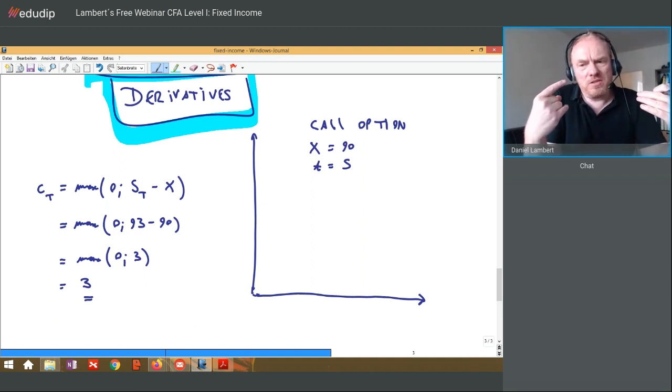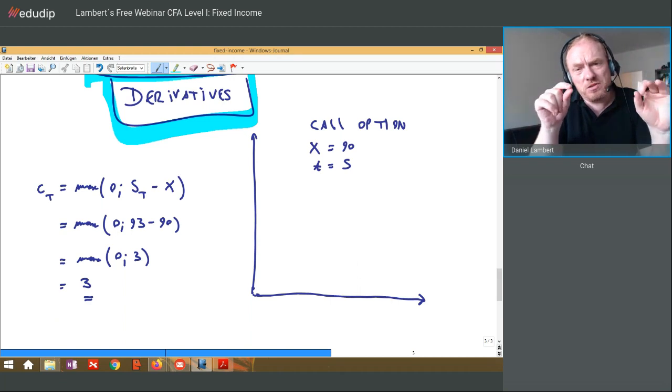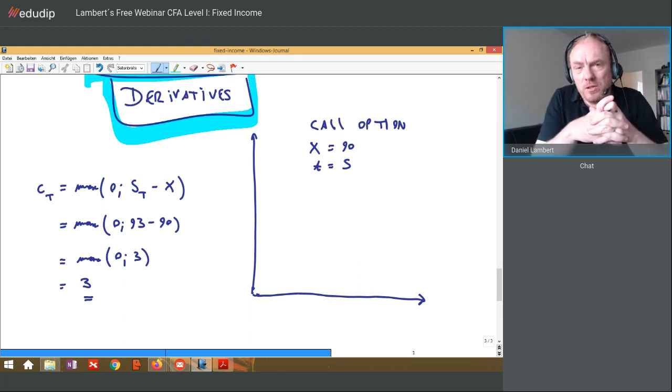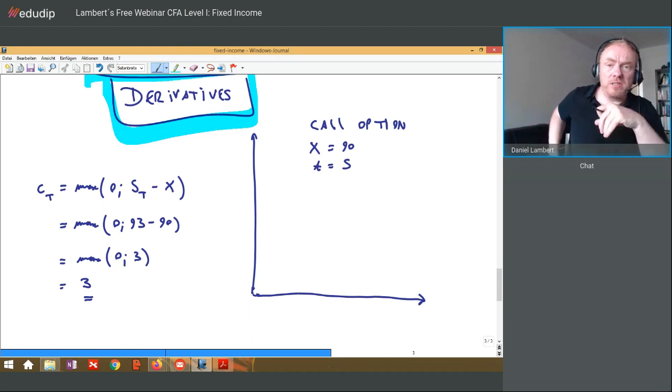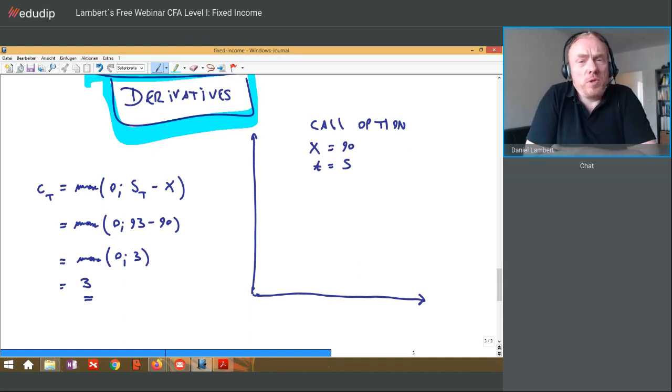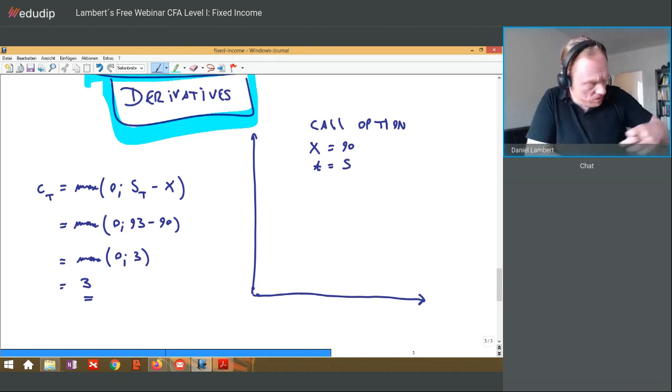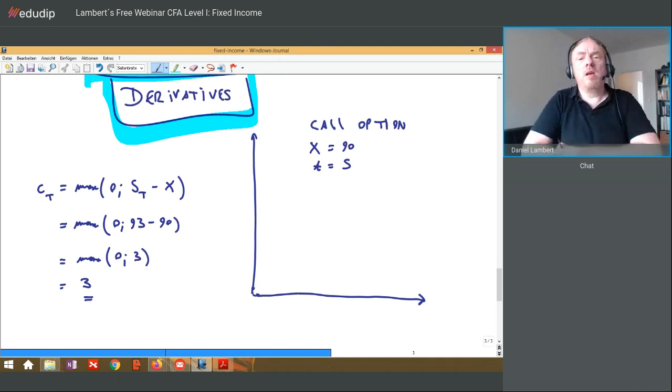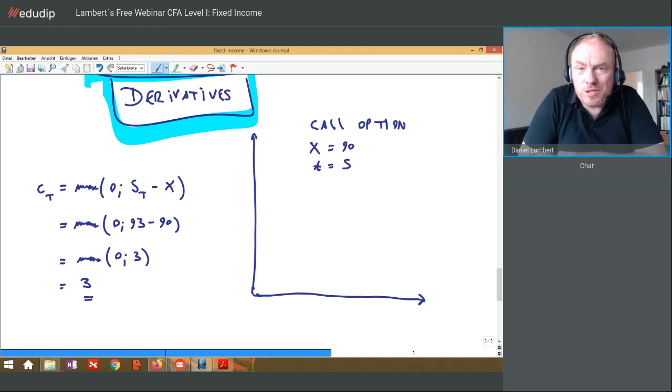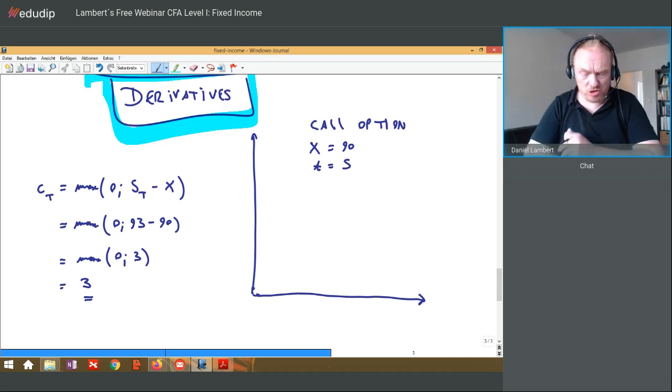If the price is 93, you would do the following. You buy the share instantaneously at a price of 90 because you have the right to do so, to buy the underlying at 90. But one minute later, you can sell the share for 93, leading to a gain, a value at expiration of $3, and that's the understanding of the value at expiration.